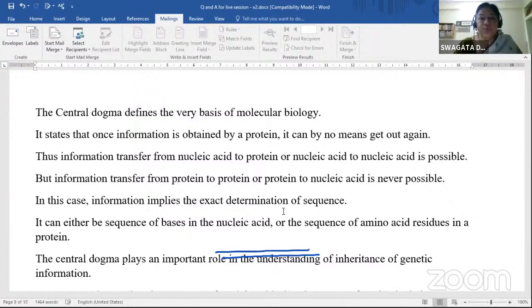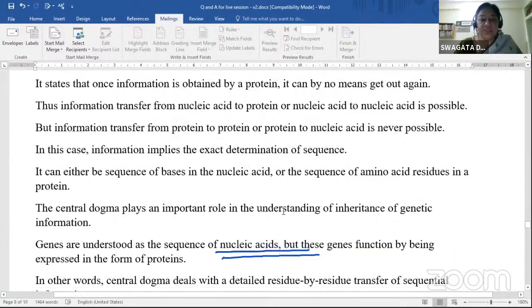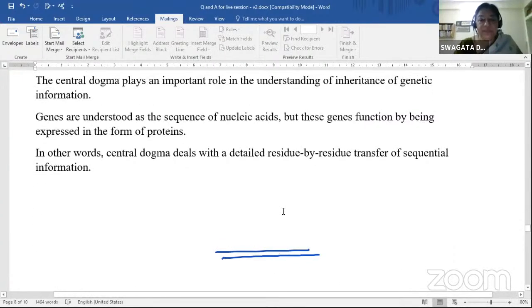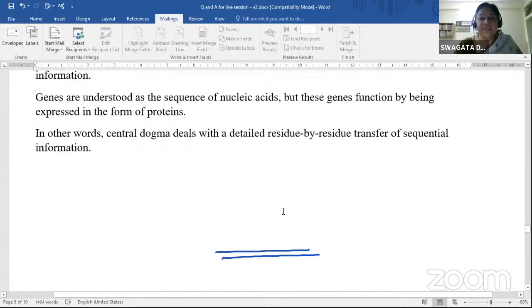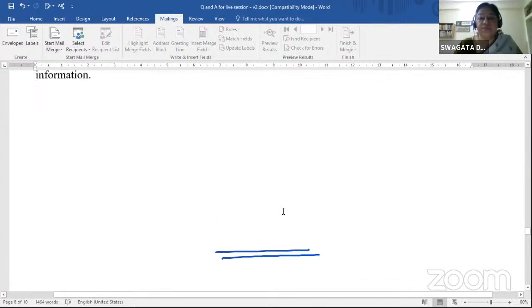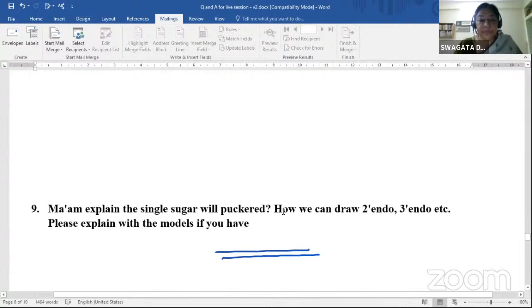For those of you for whom it would be possible, a very good idea would be to check how protein synthesis occurs. There are many animations available. You can just look for a protein synthesis animation and see how beautifully a chain is formed, a chain is folded, and the protein three-dimensional structure is obtained. So we have the central dogma that gives us a detailed residue by residue transfer of sequence information.